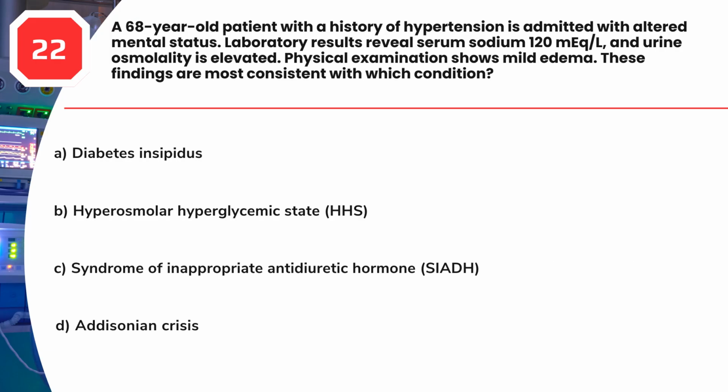Question 22. A 68-year-old patient with a history of hypertension is admitted with altered mental status. Laboratory results reveal serum sodium 120 milliequivalent/L, and urine osmolality is elevated. Physical examination shows mild edema. These findings are most consistent with which condition? A. Diabetes insipidus. B. Hyperosmolar hyperglycemic state, HHS. C. Syndrome of inappropriate antidiuretic hormone, SIAD. D. Addisonian crisis.